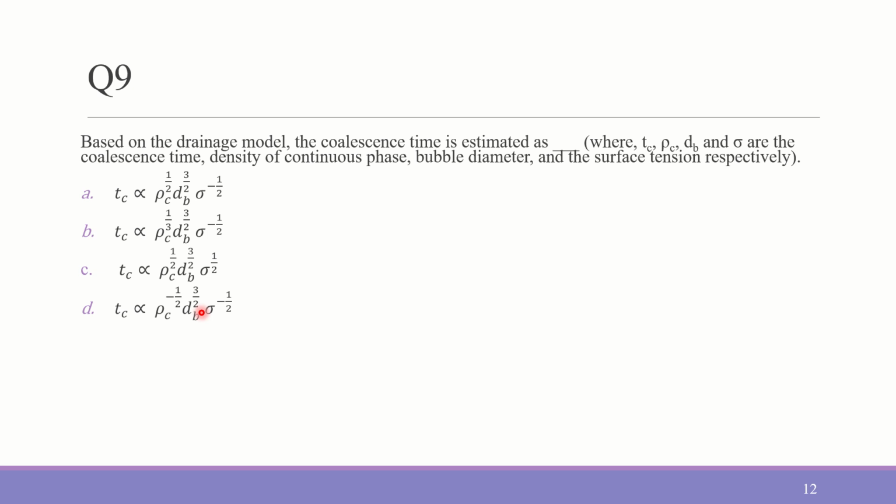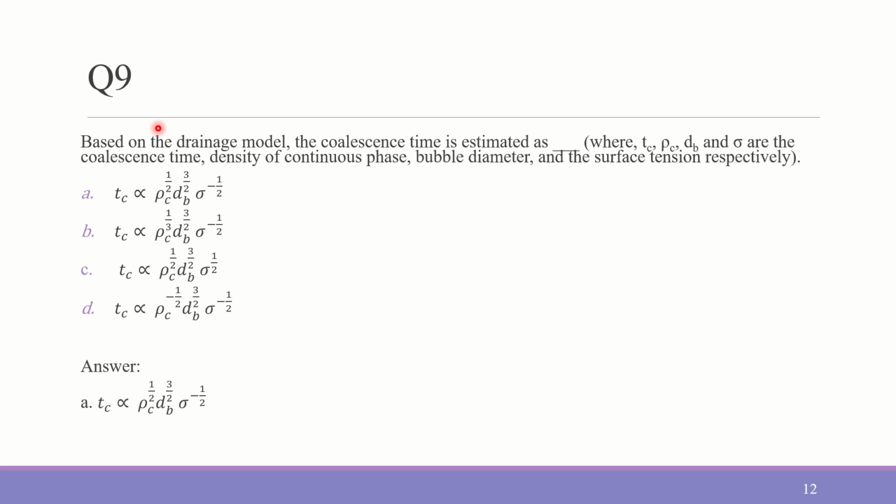So the answer is actually Tc, the coalescence time, proportional to rho c, the density of continuous phase, to the power of 1 by 2, the diameter of bubble dB to the power of 3 by 2, and sigma to the power of minus 1 by 2. Answer is option A.